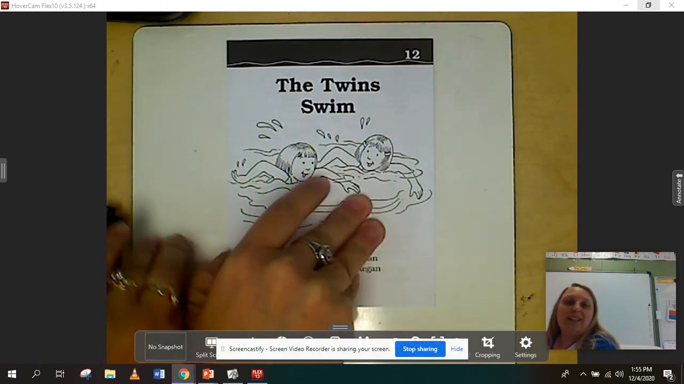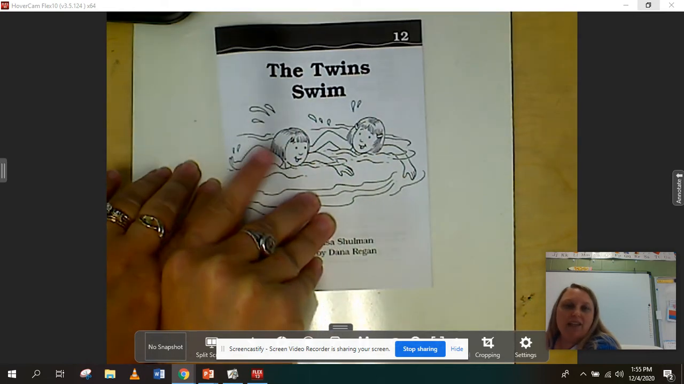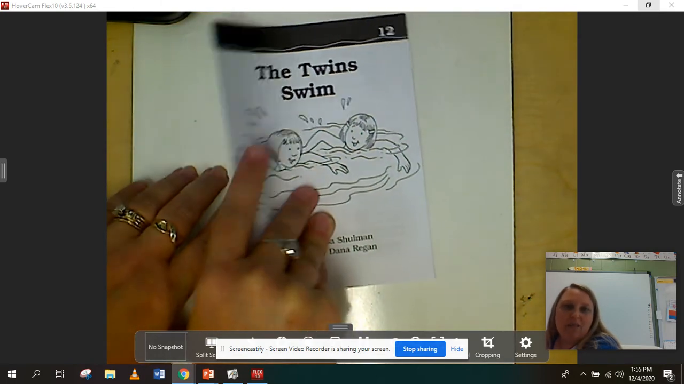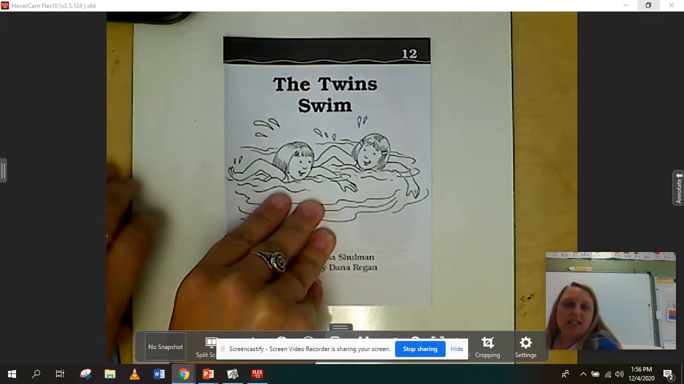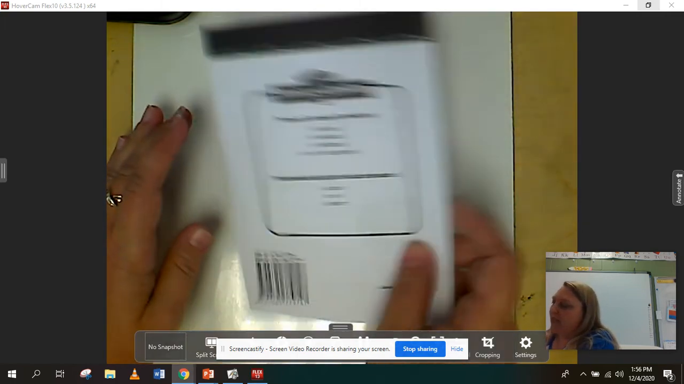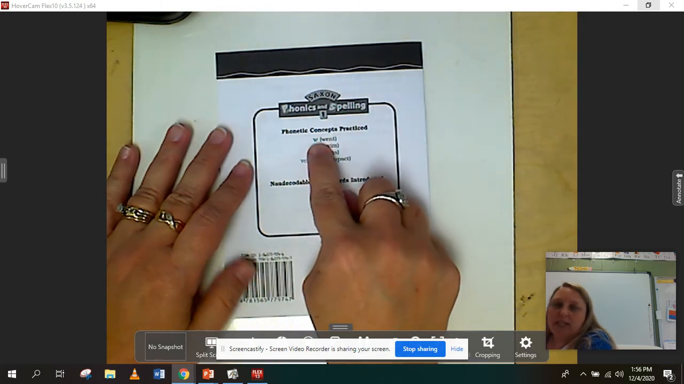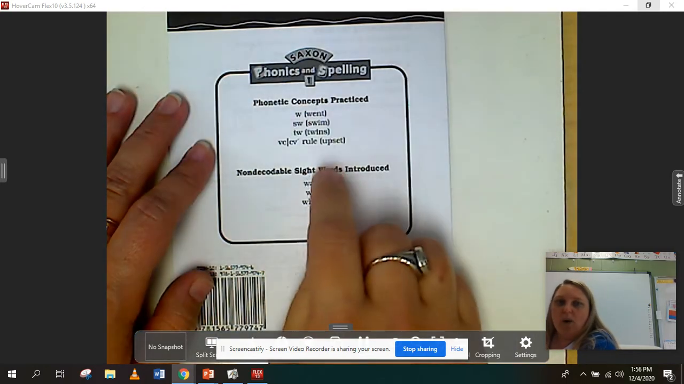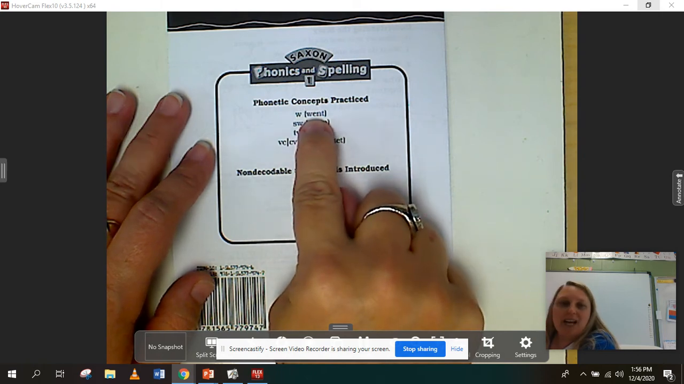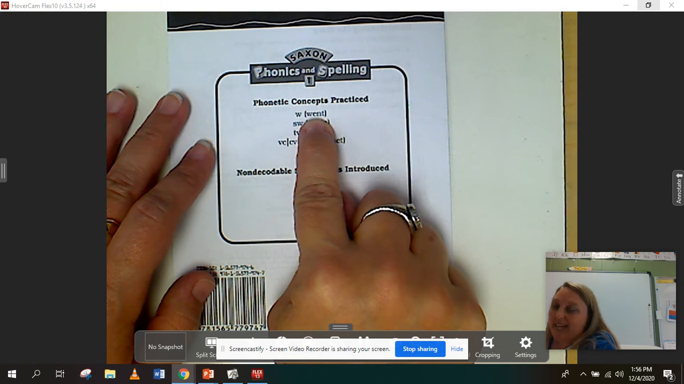All right, so let's do what I always love to do. I love to check the back to see what's going to be in the book, and then I love to do a picture walk. I love to see all the pictures and see what's going to happen in the story. All right, so on the back, we see we're going to come up with some W words. One of them is going to be that sight word went. That sounds like an I, but it's an E. We just have to memorize that.